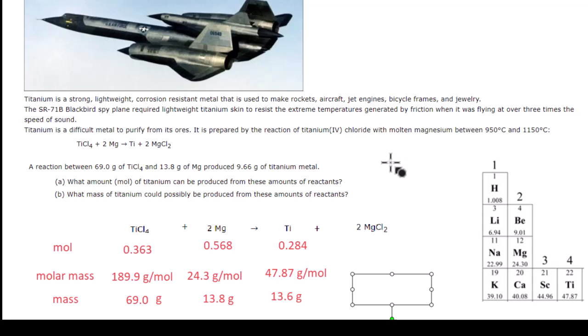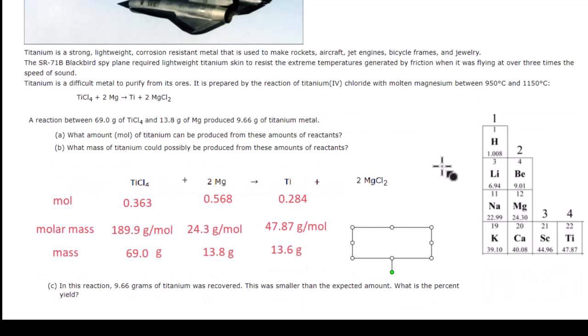Well, let's go on to our next part of the problem, because I promised you percent yield. In this reaction, after they sealed all this stuff up, heated the heck out of it, and then chopped it up and remelted it, they only got 9.66 grams of this beautiful titanium. Of course, this is smaller than we expected. We expected to get 13.6.